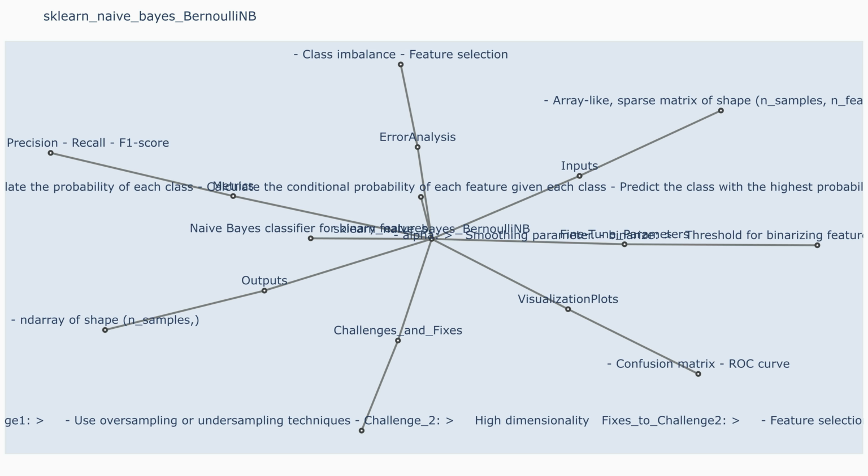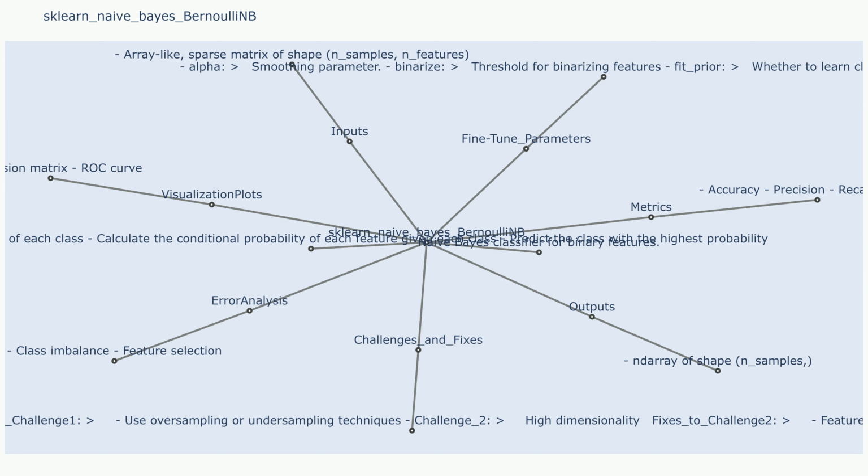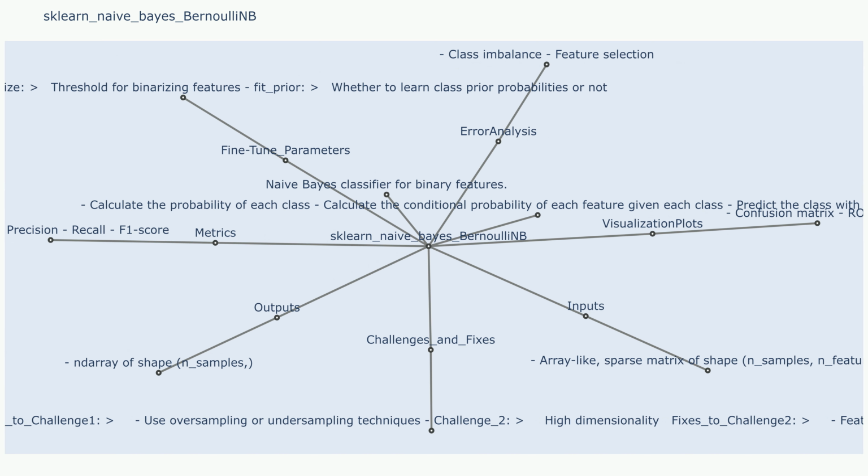sklearn.naive_bayes.BernoulliNB. Description: BernoulliNB is a naive Bayes classifier specifically designed for binary features, 0 or 1. It assumes that each feature is independent of the others and calculates the probability of a given class based on the probability of each feature being present or absent in that class. It's particularly useful for text classification, where features represent the presence or absence of words in a document.